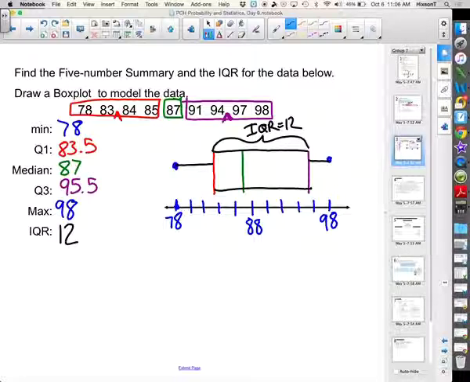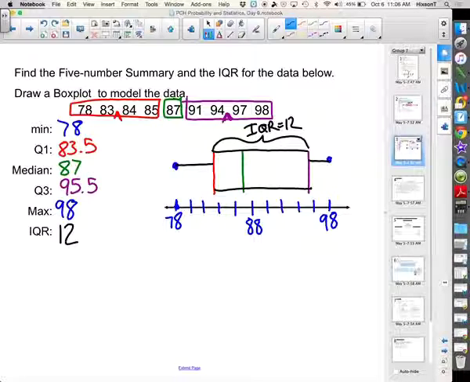So what does that mean about the data in that part of the box? The median is close to the first quartile. Okay. The median is going to be closer to Q1 than it is to Q3. That's correct. 87 is closer to 83.5 than it is to 95.5. All right. So since this box is bigger, what does that mean about the data there? More spread out. It's more spread out.